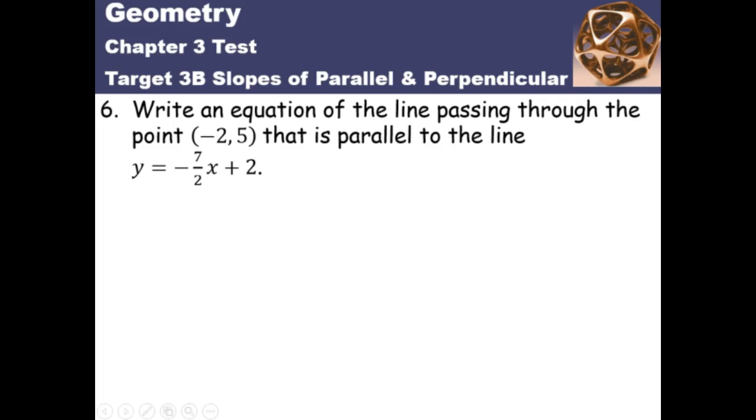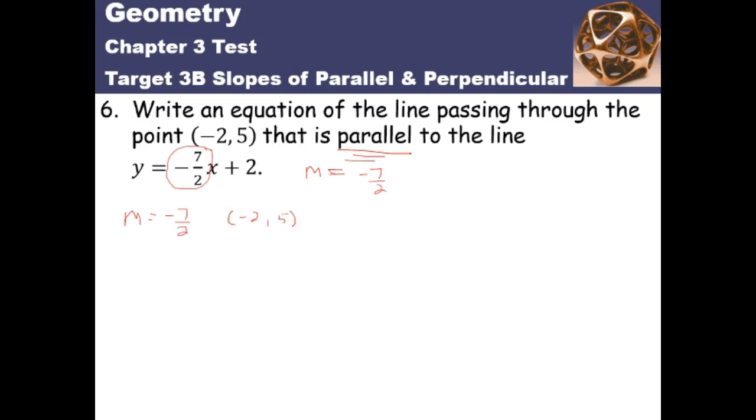Okay, and here's the last problem, number 6. We have to find the equation of a line that's parallel to this line, and it goes through this point. The slope of this line, remember, is the number in front of the x, which is -7/2. So m equals -7/2. My line is parallel, and parallel lines have equal slopes, so I'm going to use that slope, -7/2, along with the point that they give us, (-2, 5).